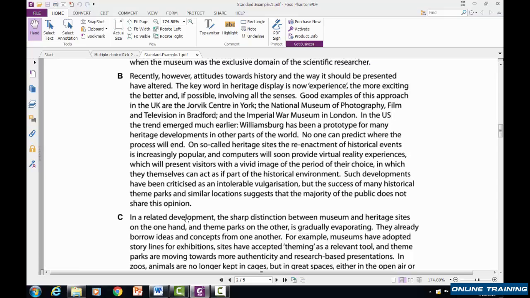In a related development, the sharp distinction between museum and heritage sites on the one hand and theme parks on the other is gradually evaporating. So it's telling us the distinction between the two is gradually evaporating. The distinction between a heritage site and a theme park is gradually evaporating. Evaporating means going away.